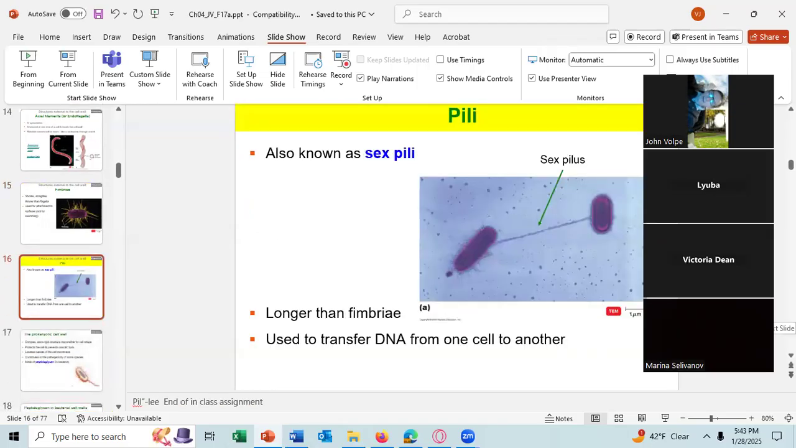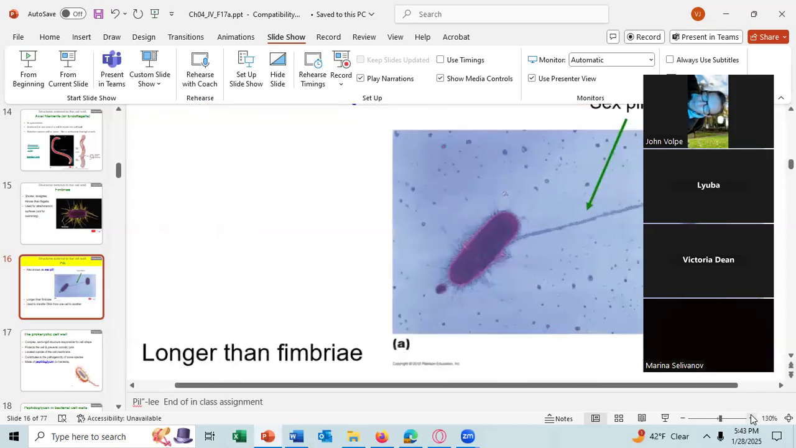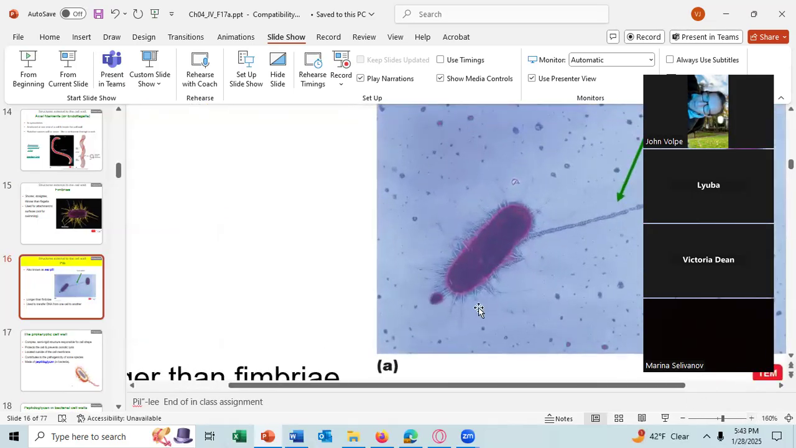The pili are similar to the fimbriae with two exceptions really. The sex pili are very much larger and longer than the fimbriae. So here we see a cell. Let me blow this up for you. And these right here are all fimbriae. That, on the other hand, is not a fimbriae. That is a sex pilus, or pili if there's more than one.